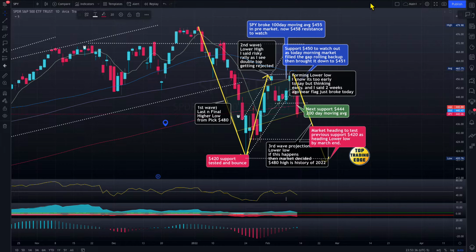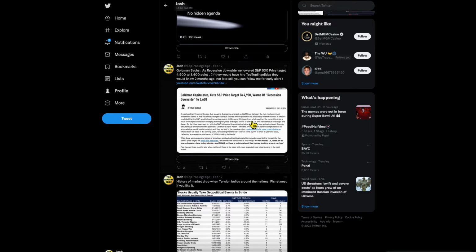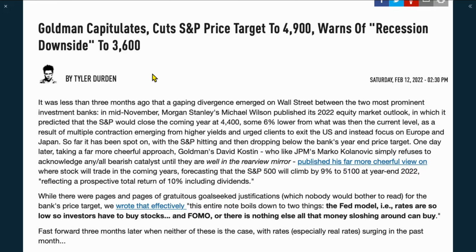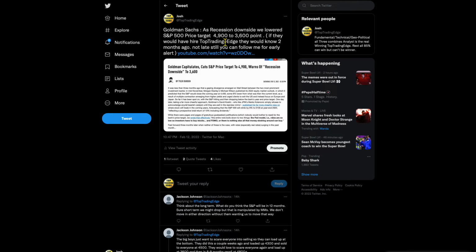So now I hope you understand where exactly I was going right here. That's why I read this and tweeted this. Goldman Sachs has a recession downward. Look, Goldman Sachs, what is it? Goldman capitulates, cuts the S&P 500 price target to 4000 from 4900, and in a recession the downside is 3600. What does it mean? S&P 500 from 4900 to 3600. So they think it can go to 360 on SPY.